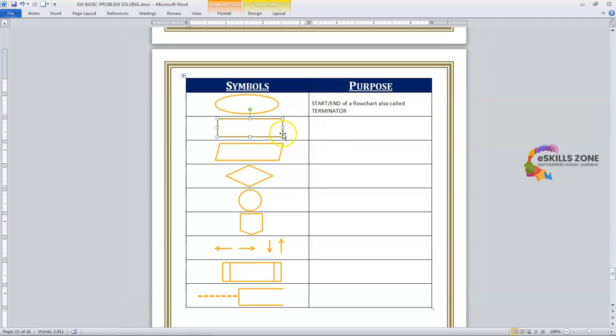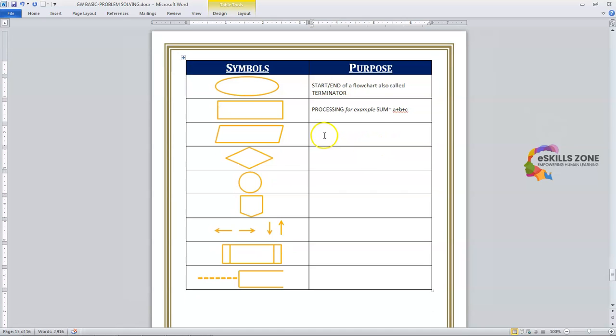The second one, the rectangular symbol, is used for processing, whatever equation you want, like sum is equal to a plus b. For example, sum is equal to a plus b plus c. This is an equation, and such sort of equation is shown in this processing symbol. With the help of this rectangle processing symbol, we can show the processing in a flowchart.